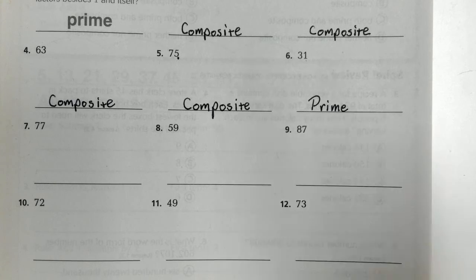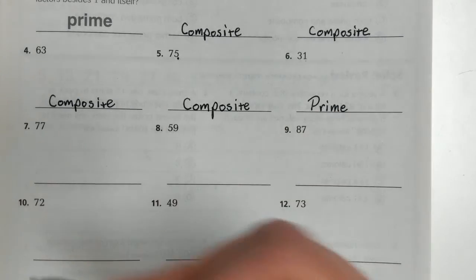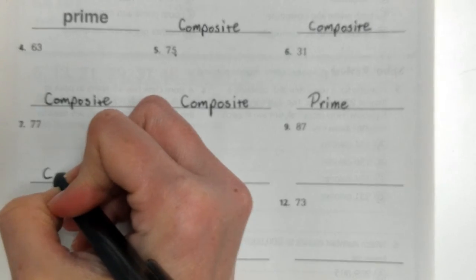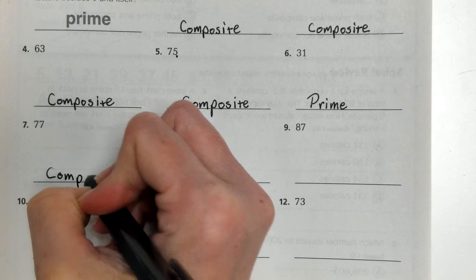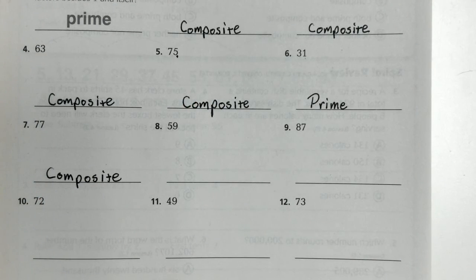You are correct. 7 times 11. So 77 is not prime. It just doesn't meet any of our divisibility rules. So it is a composite number.